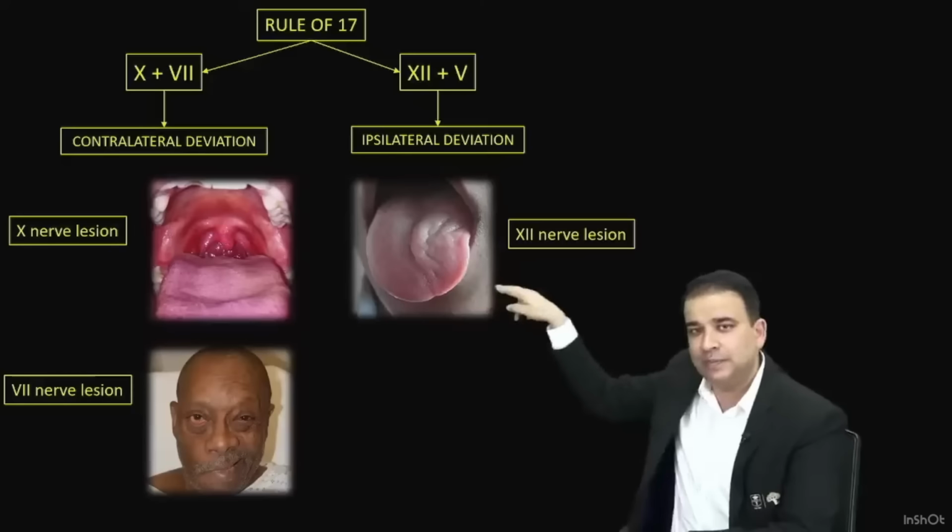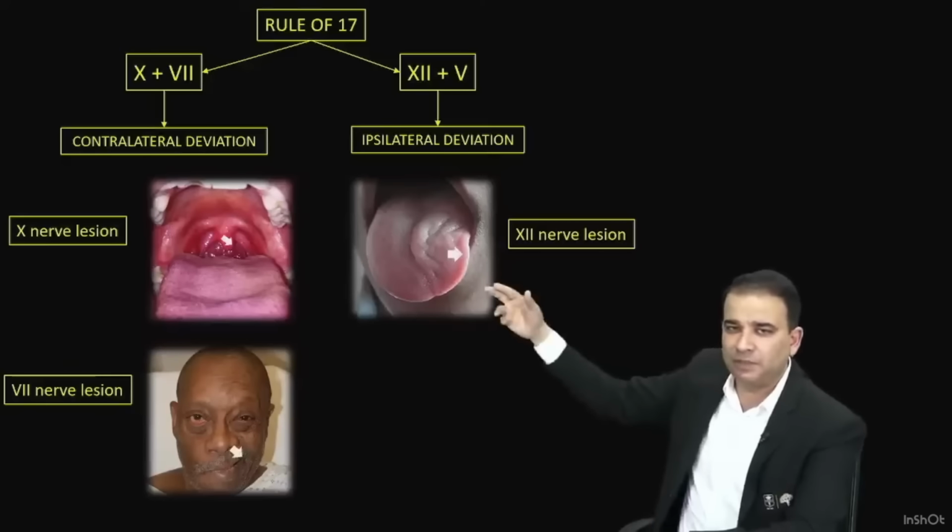The side on which there is nerve injury, the deviation is on the same side. The tongue deviates toward the same side when you ask the patient to protrude the tongue.